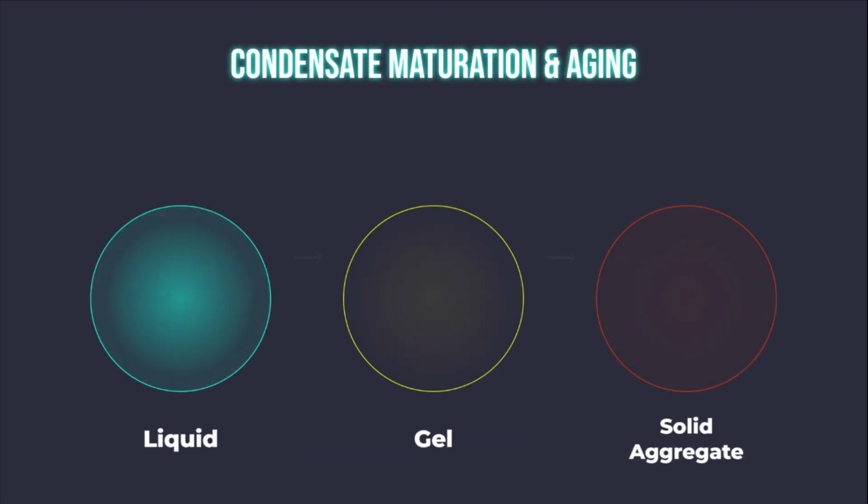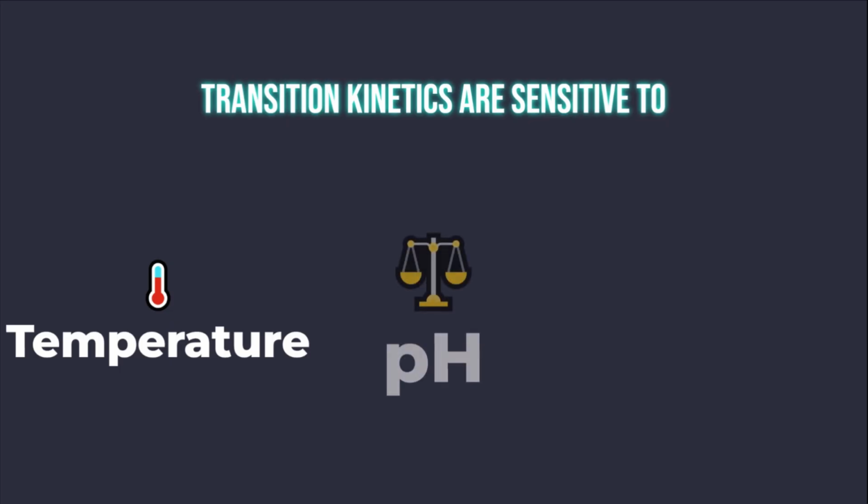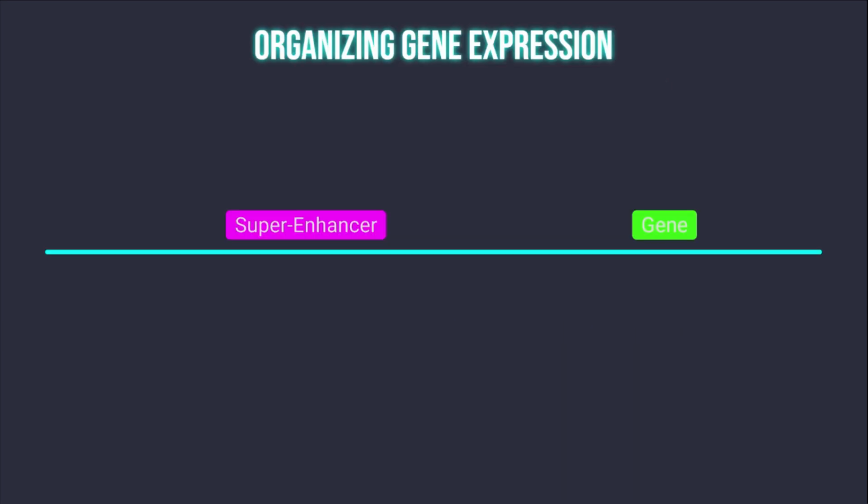This liquid-to-solid transition, often termed aging, involves increased cross-linking and reduced molecular mobility within the droplet. This change in material state can be functionally relevant, for example, stabilizing long-term memory storage in neurons, but it also underlies pathological aggregation. The transition kinetics are highly sensitive to temperature, pH, and post-translational modifications like phosphorylation, which alter the valency of the scaffold proteins.